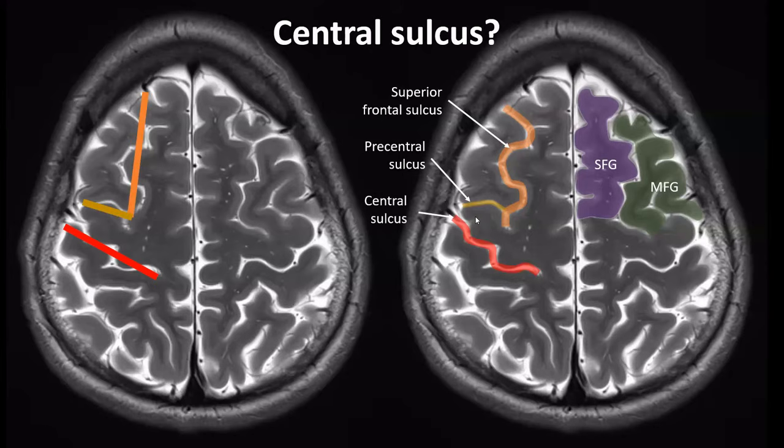Because we know where the central sulcus is, we can easily recognize the precentral gyrus, which is located in front of the central sulcus, and as a consequence, also the postcentral gyrus located posteriorly of the central sulcus. Dan, my drawing is not completely correct because this is basically the medial surface of the left hemisphere.